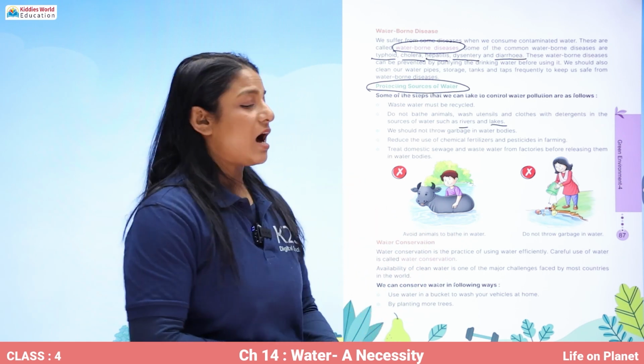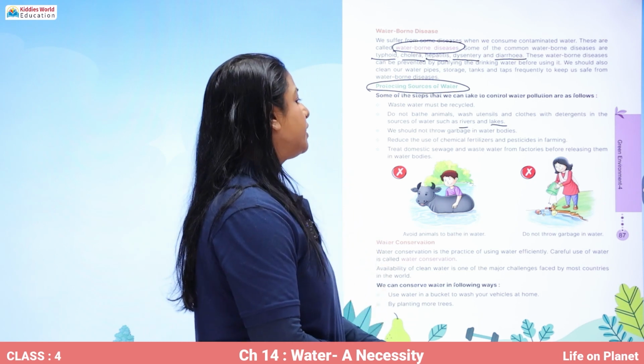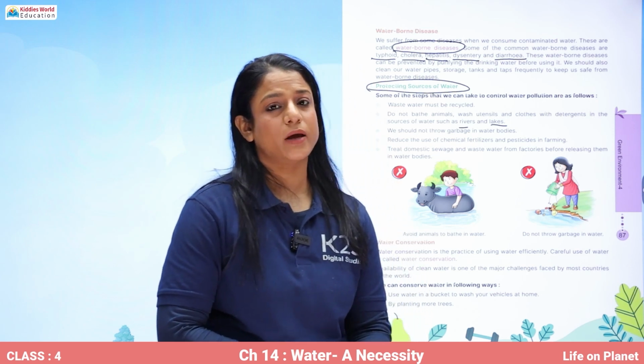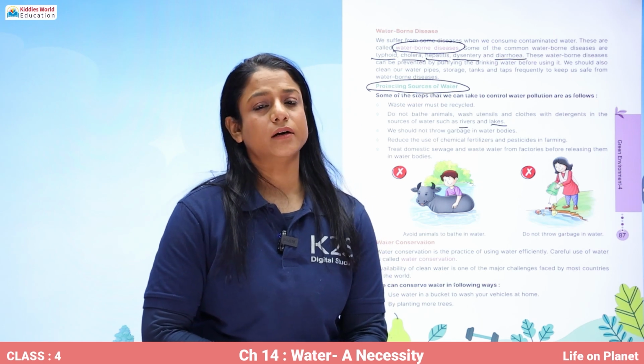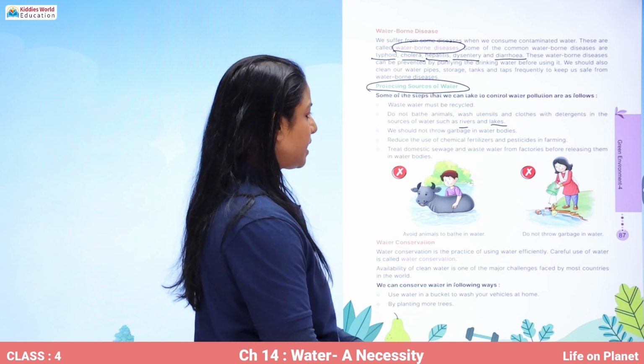We should not throw garbage in water bodies like cans or plastic bottles. Reduce the use of chemical fertilizers and pesticides in farming, because it gets washed away in water, and the water also contains a lot of fertilizers and pesticides.